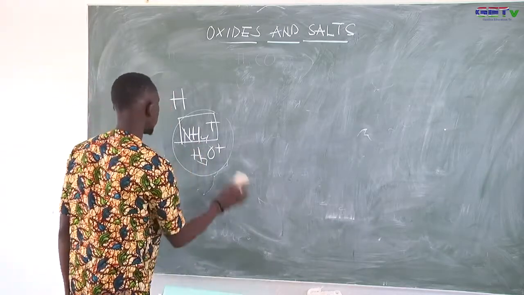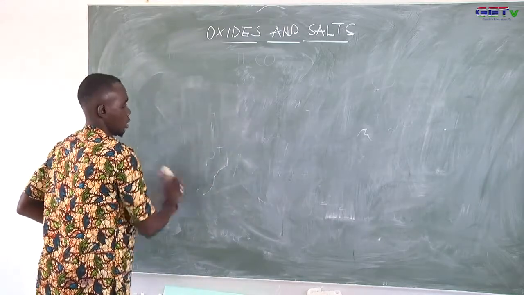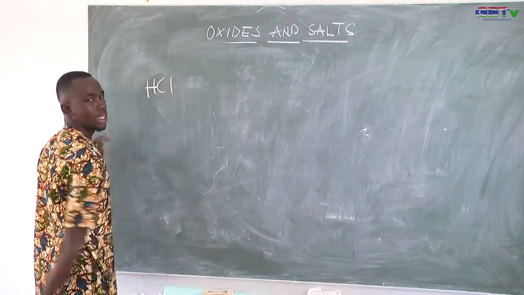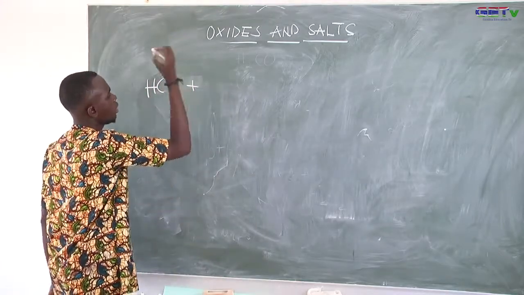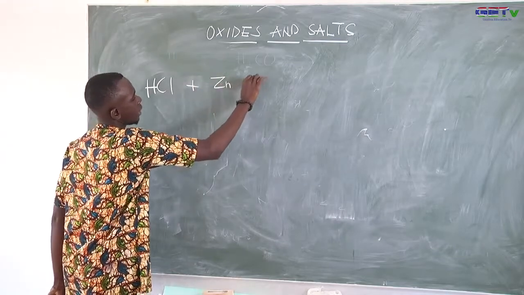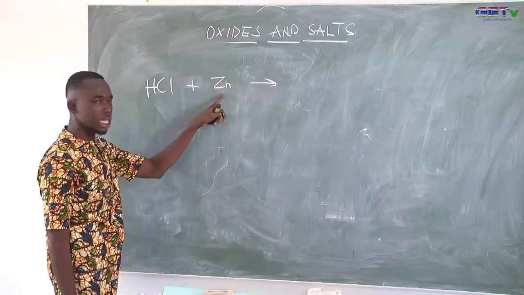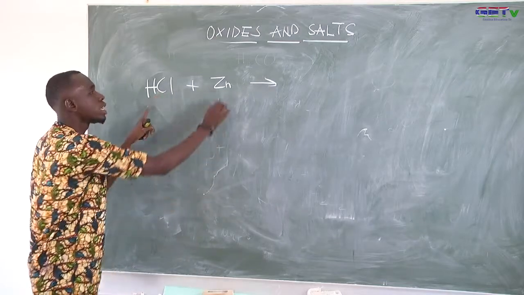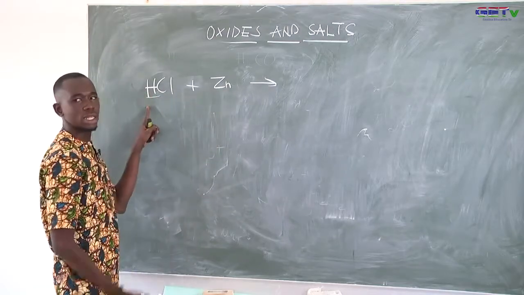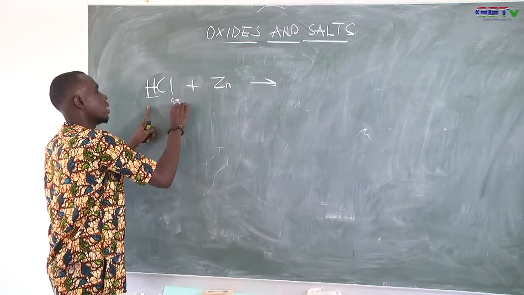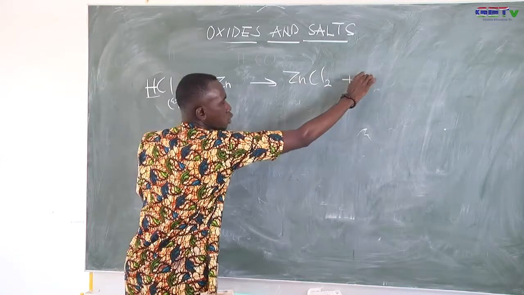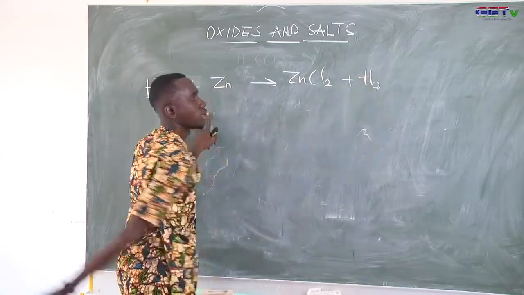Now, for example, we have HCl as the acid, and we have zinc metal. Because zinc is above hydrogen in the series, zinc can easily displace hydrogen in this aqueous solution, and it will form zinc chloride, and hydrogen gas is also evolved.